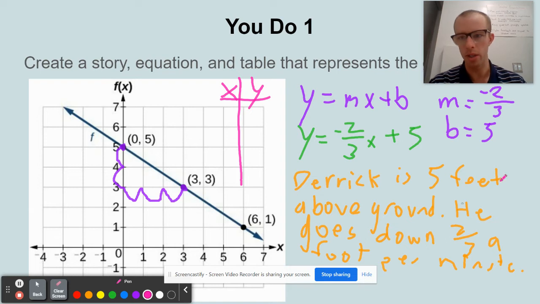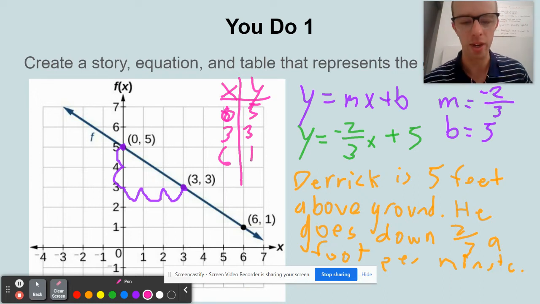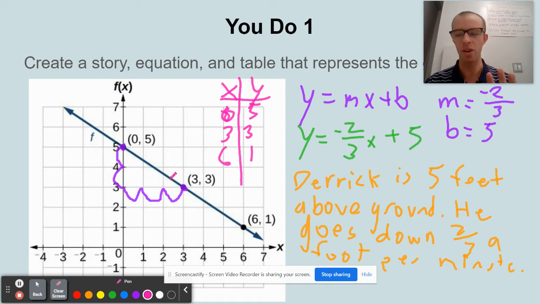I think it gets a little tricky to use fractions from my story. So I'm actually going to use my table to make my points. And this one's even easier, right? It showed the points. So this is 0, 5, right? I'm at 0 on the x, 5 on the y. This is 3 comma 3. This is 6 comma 1. And just like that, I've created the table because the table is just points on the graph. That's all that is.